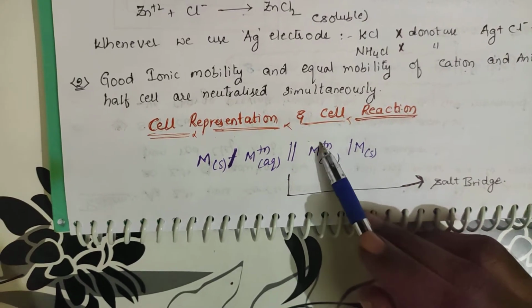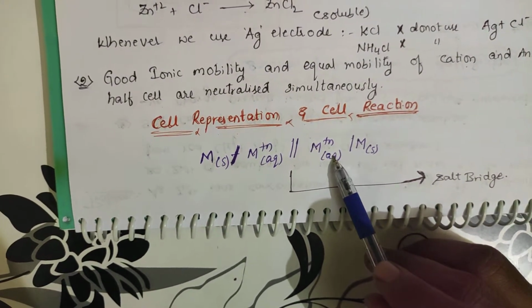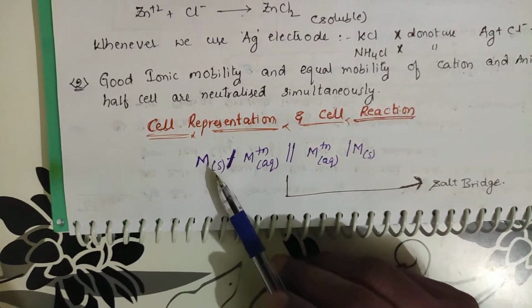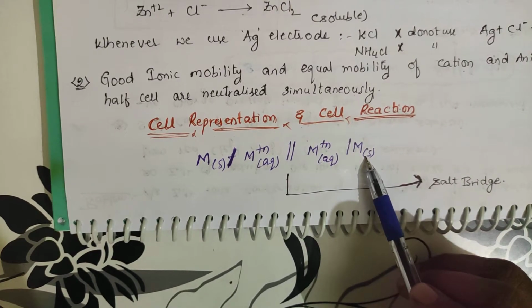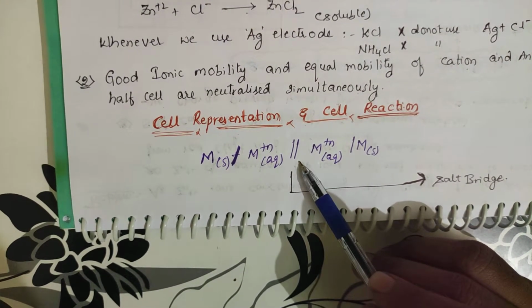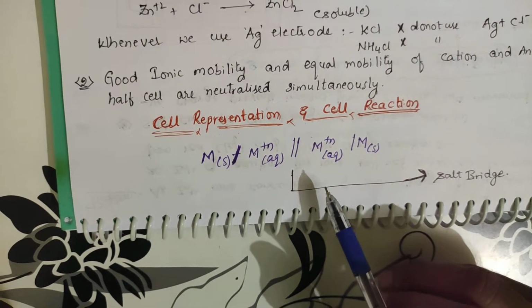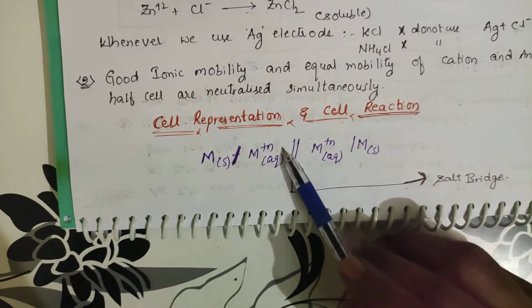This is another electrode in the solution. Sorry, this is the solution and this is the electrode. I am repeating: rod in the solution and solution with a rod, and in between you are having a double slash. That is indicated as the salt bridge, between these two. What is the use of this?